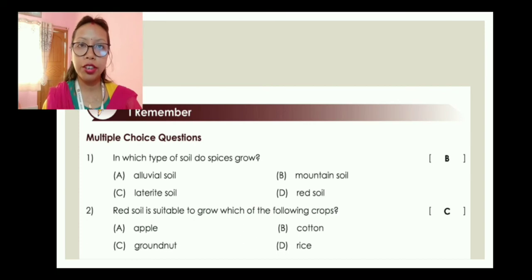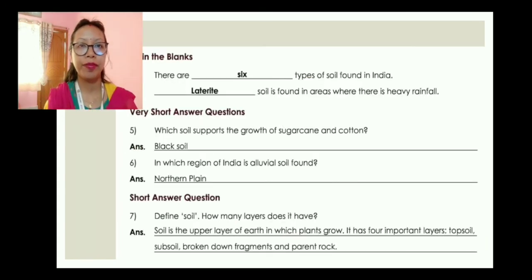Now let us come to the workbook part. So the first one is the multiple choice question. Question number 1. In which type of soil do spices grow? Alluvial soil, mountain soil, laterite soil or red soil? So spices are grown in the mountain soil, right? So the correct answer will be B, mountain soil. Then number 2, red soil is suitable to grow which of the following crops? Apple, cotton, groundnut, rice. Red soil is suitable for the groundnut. Therefore, the answer C is correct.